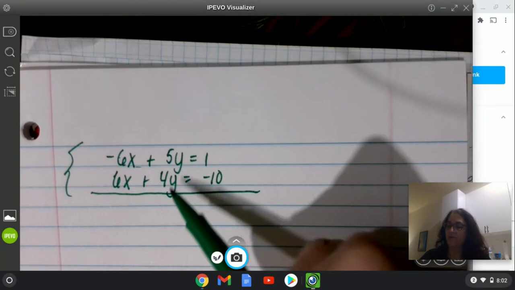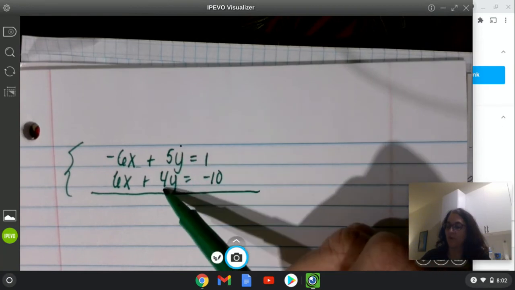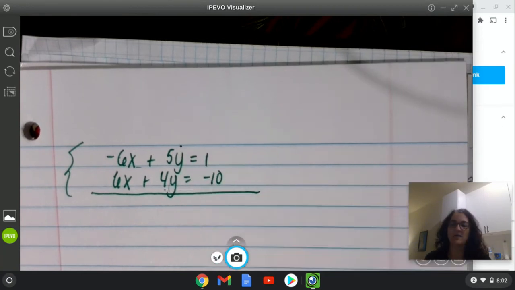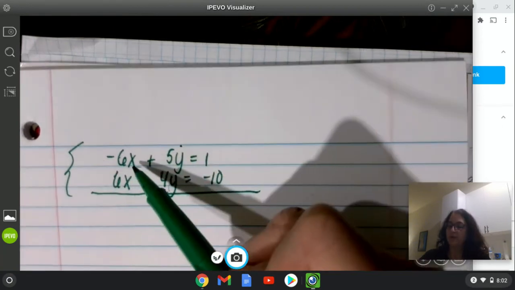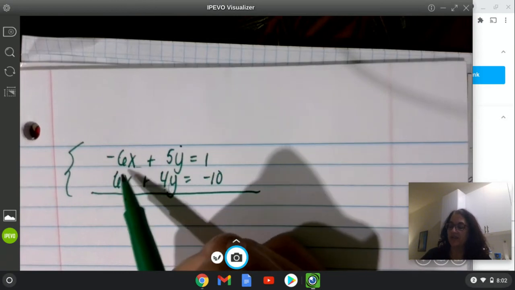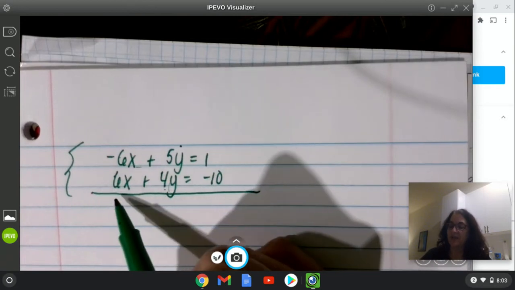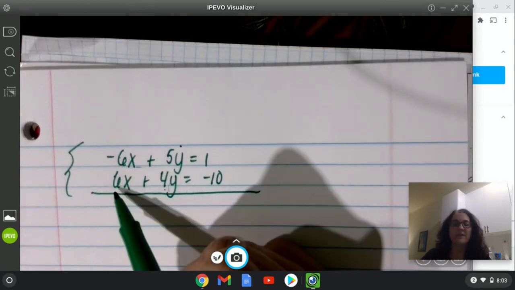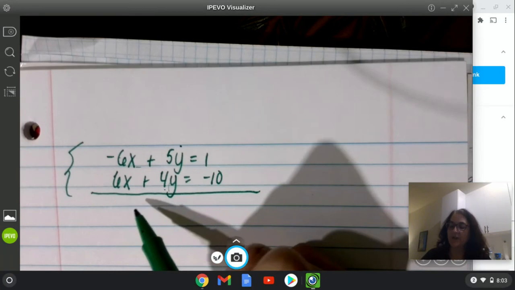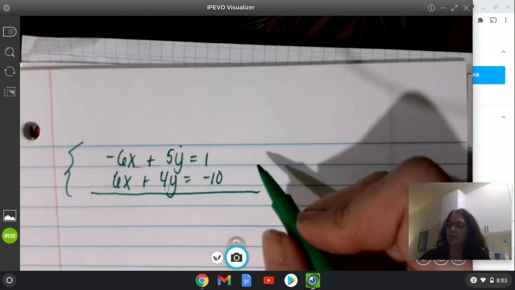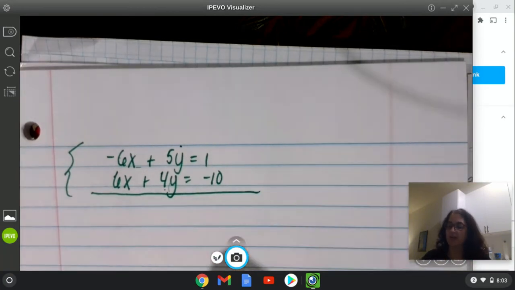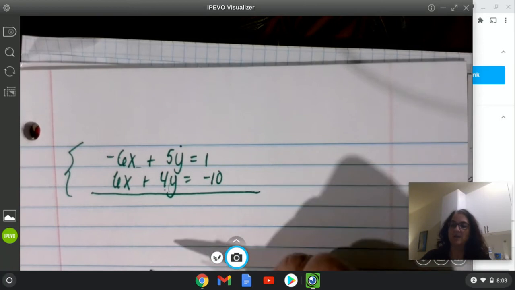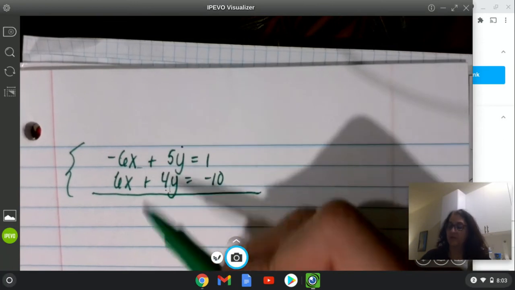So my y's won't do that because this is a 5y and a 4y, and both of them are positive, so that won't work. But if you look over here, I have a negative 6x and a positive 6x. And so the negative 6 and the positive 6 will cancel each other out. When we're working with elimination, you work vertically, meaning up and down. So I'm going to combine like terms up and down here, vertically.